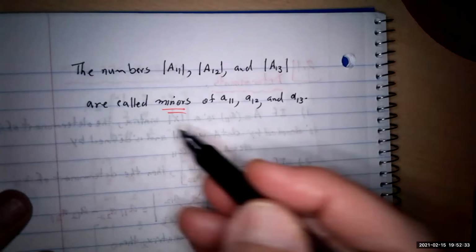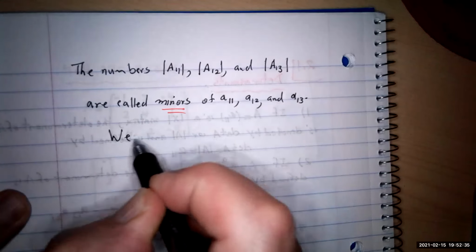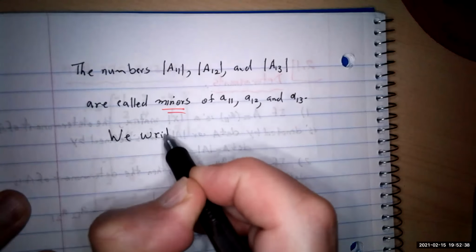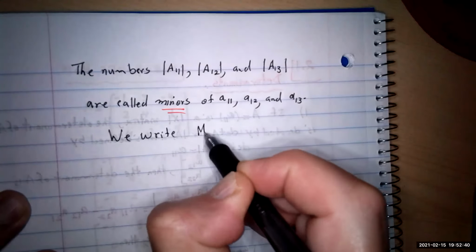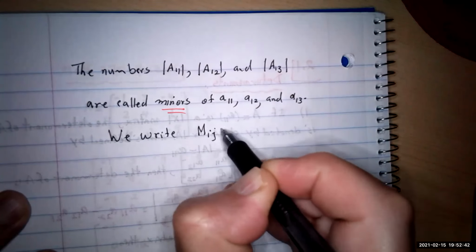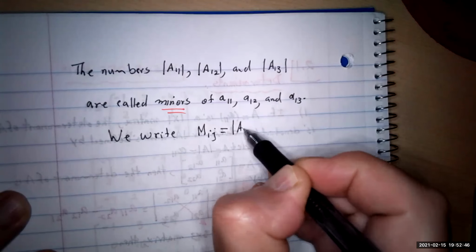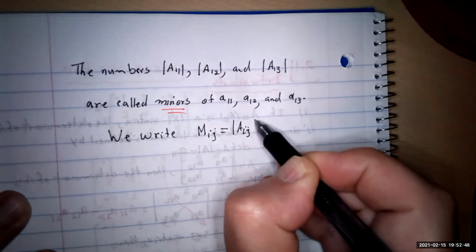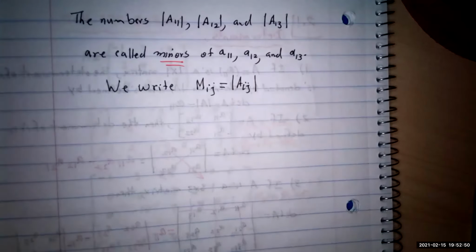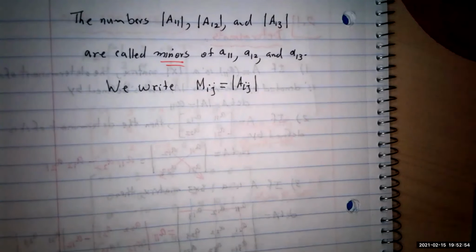We usually write the minors with the notation Mij. This is just the determinant of Aij. This means you just delete the i-th row and the j-th column and find the determinant of the resulting matrix. So this is going to be the case.